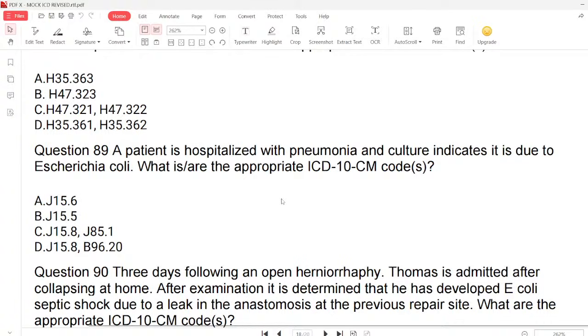89, what is the answer? B, correct answer. Rasna, correct answer. Darling, correct answer. Just check your code. B is the answer. J15.5.